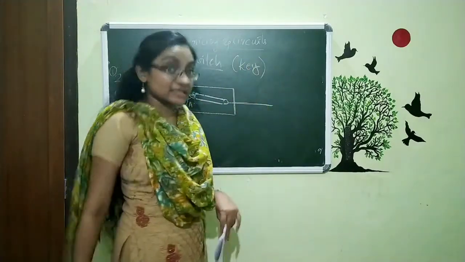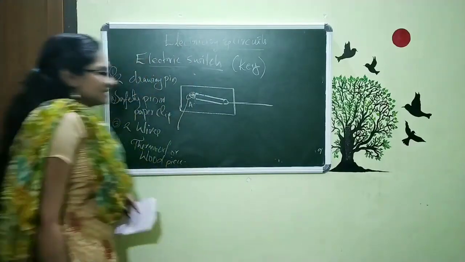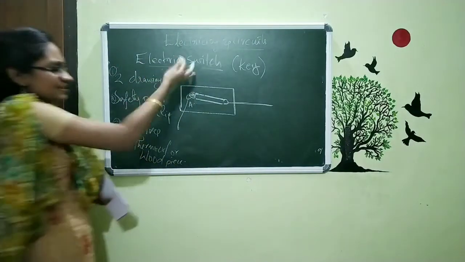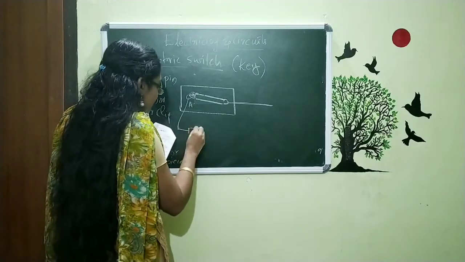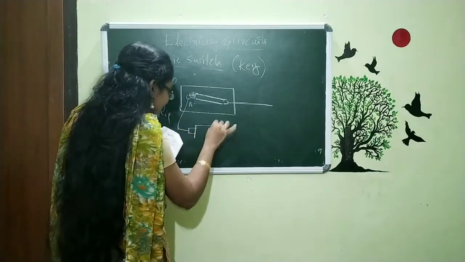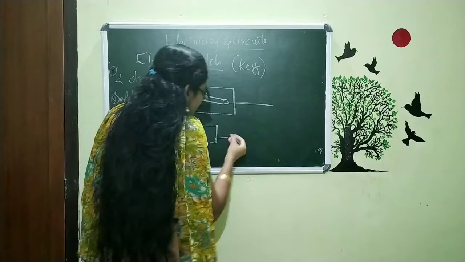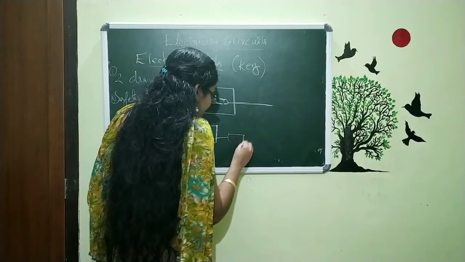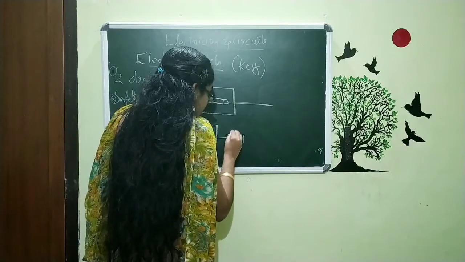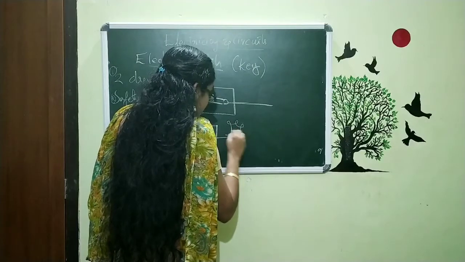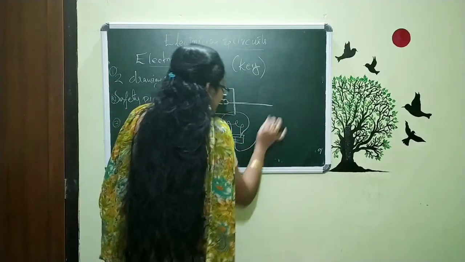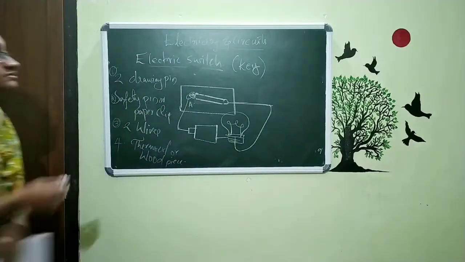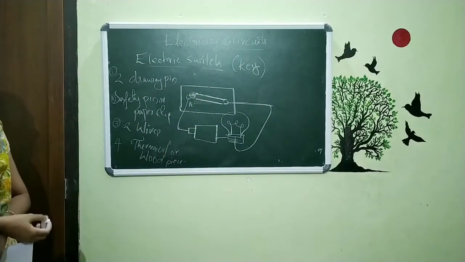Key, electric key. You will study in detail in your 7th standard. Now just study this electric switch. That's all. So here I am just putting our cell, then our bulb, and I am just connecting it to our switch.